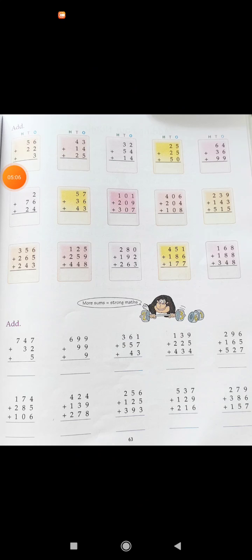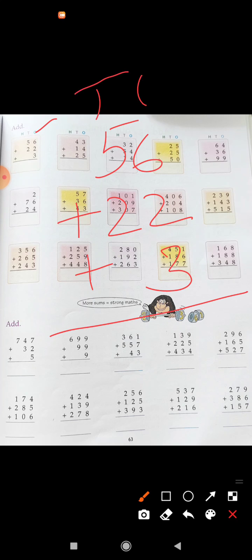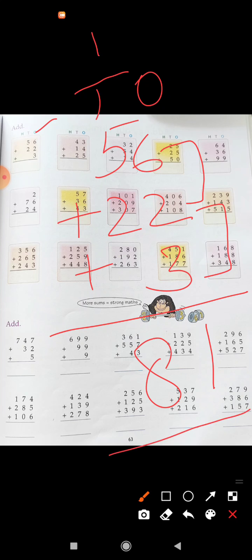Now page number 63, here also you will learn addition sums. First question, 56 plus 22 plus 3. This is tens, this is ones. Add the ones. 6 plus 3 is 9. Write 9 here. Now add the tens. This is 8. The answer is 81.